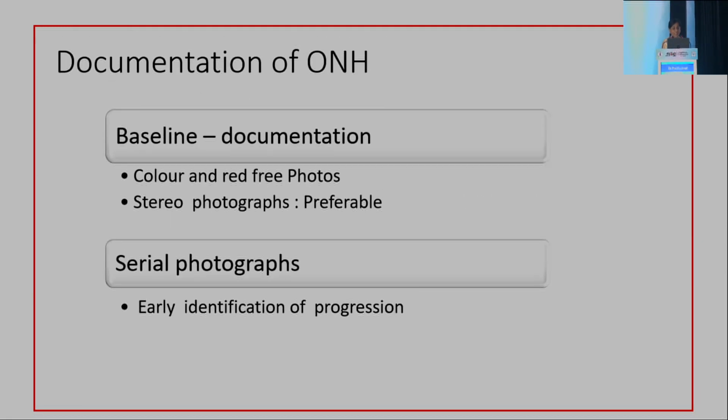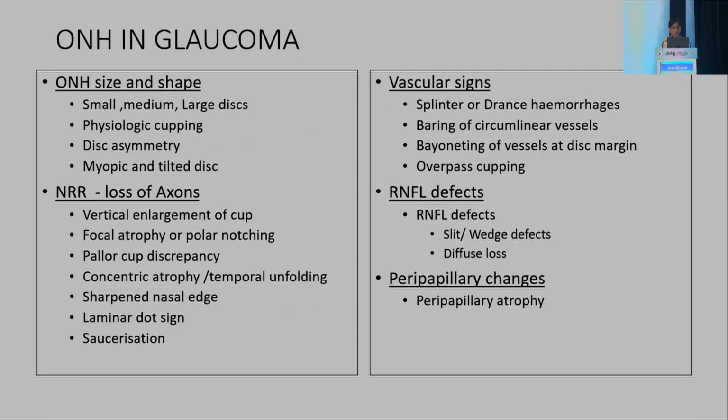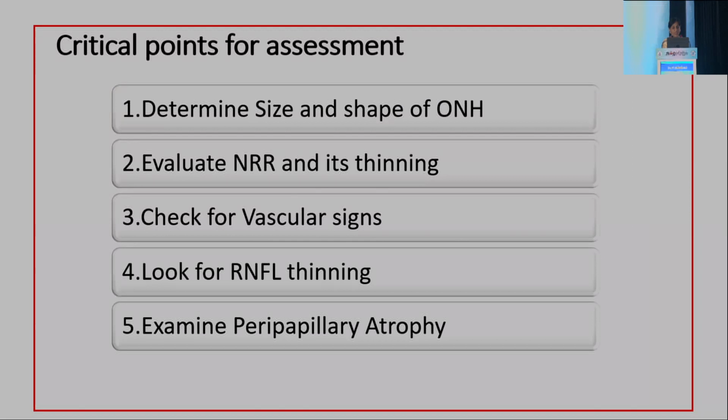Documentation can be done at baseline with color and red-free photographs, and stereo photographs are preferable. Serial photographs are important because we can identify progression at an early stage. There are various signs of glaucoma depending on these 5 categories: determine the size and shape of the optic nerve head, evaluate the NRR and its thinning, check for vascular signs, look for RNFL thinning, and examine the peripapillary atrophy.